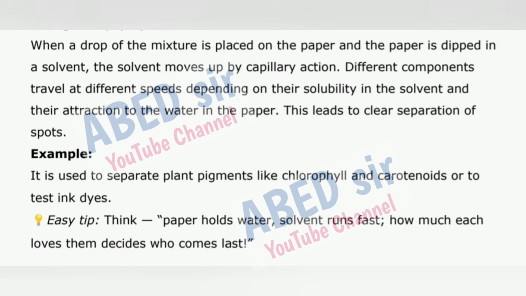When a drop of the mixture is placed on the paper and the paper is dipped in a solvent, the solvent moves up by capillary action. Different components travel at different speeds depending on their solubility in the solvent and their attraction to the water in the paper. This leads to clear separation of spots. Example: it is used to separate plant pigments like chlorophyll and carotenoids or to test ink dyes. Easy tip: think paper holds water, solvent runs fast, how much each loves them decides who comes last.